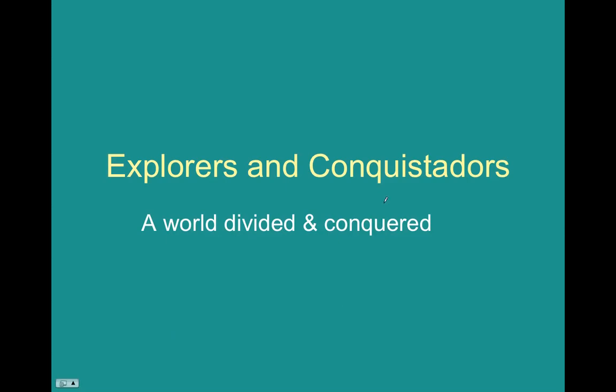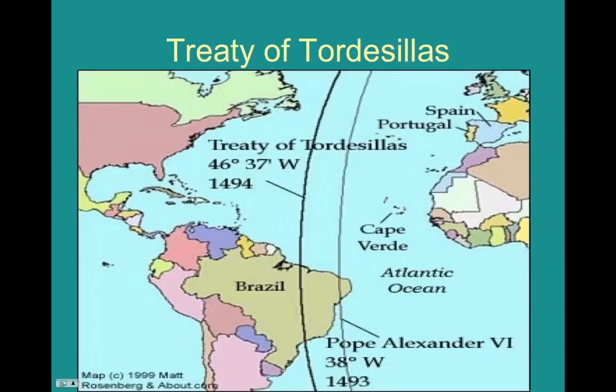All right, explorers and conquistadors. This is a review as well. Hopefully, you have been here and able to catch all of this. So, a couple of people we're going to focus on. First thing is the Treaty of Tordesillas, which is right here. Then we're going to talk about Cortes briefly, and then Atahualpa and Pizarro, and then move into why are the European countries coming over here? What are their main reasons?